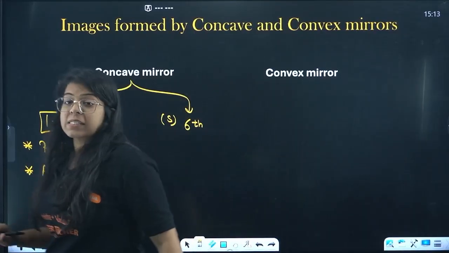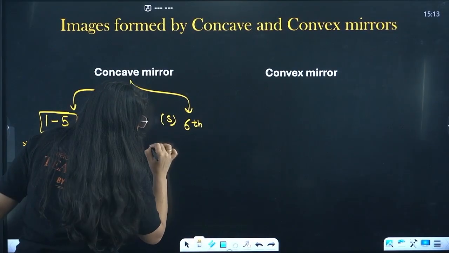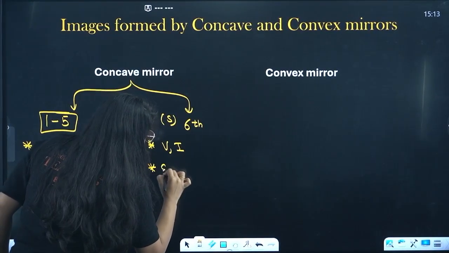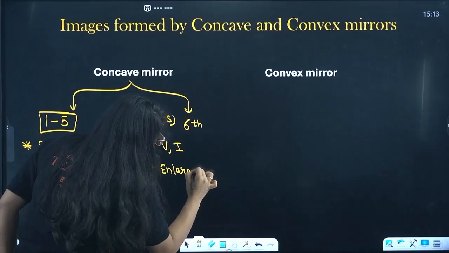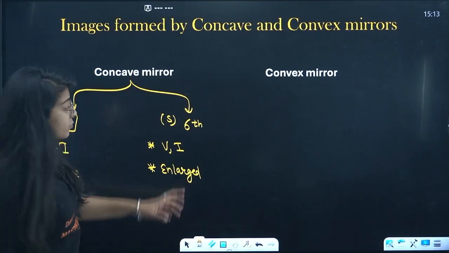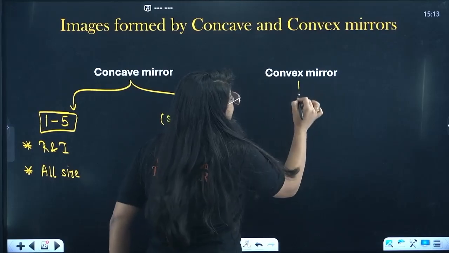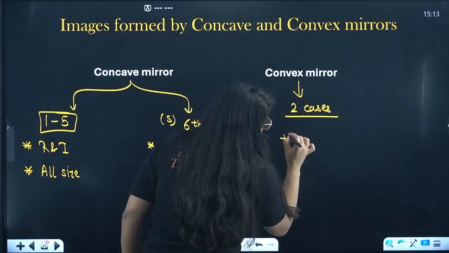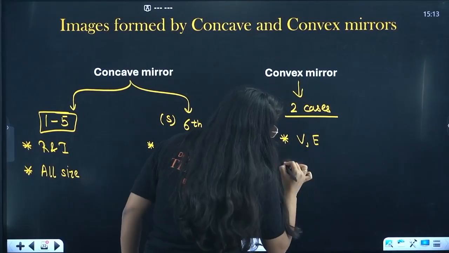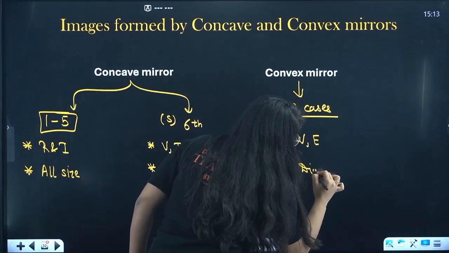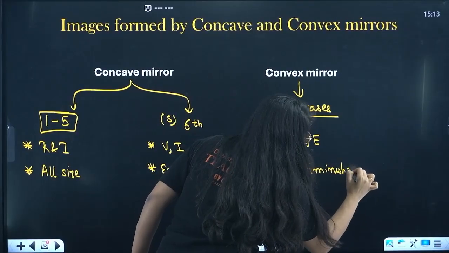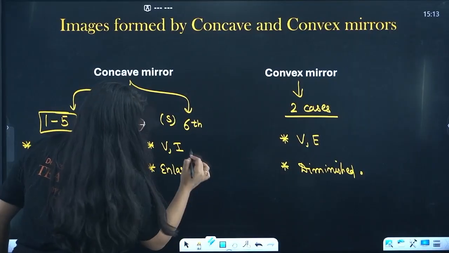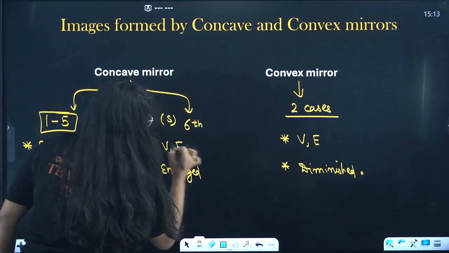In the 6th case, beta, what happened? The image was not real and inverted, it was virtual and erect, right? And it was enlarged. Done. In the convex mirror, beta, we have just 2 cases. In both cases, the image was virtual and erect, and it was diminished. In one case it was point sized, in the other case it was diminished. So in general, we take it as diminished. It will be D, virtual and erect.